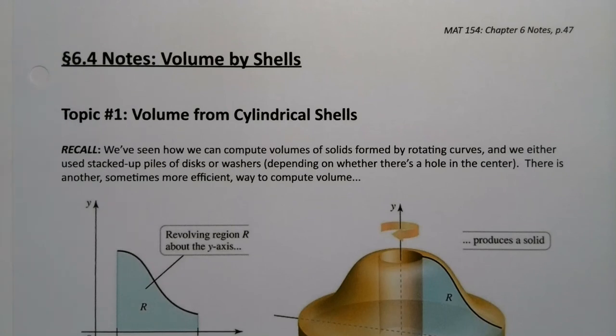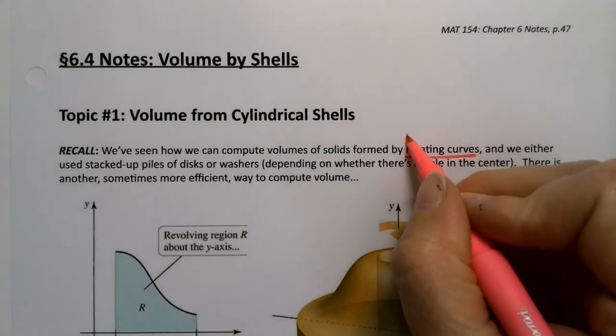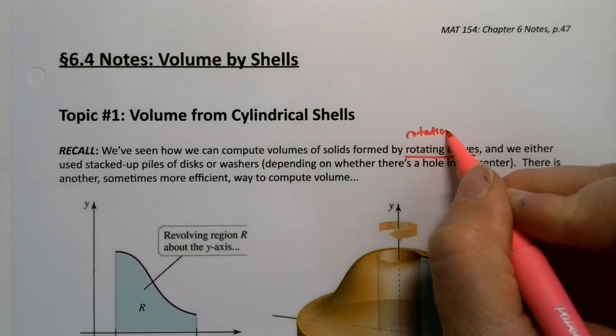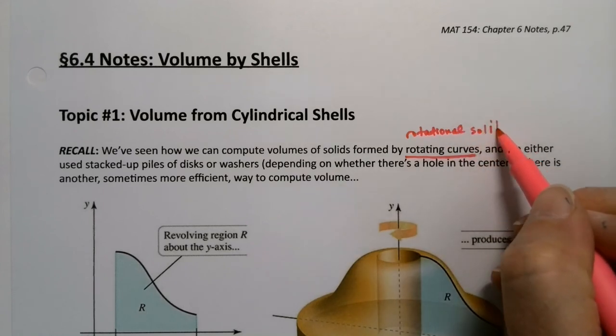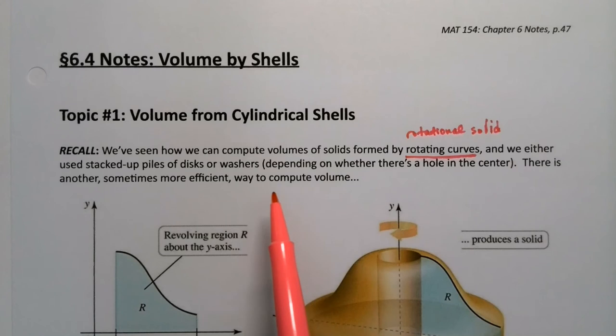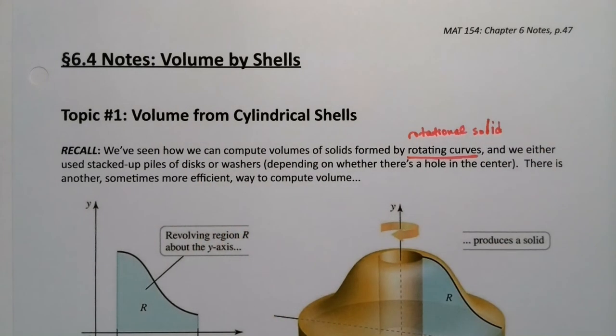So we've learned how to find the volume of a rotational solid. That's what it means by a rotating curve, right? So these will be rotational solids only using the disk method and the washer method, which of course are really the same method. It's just that the disk method is when there's no hole in it, and the washer method is when there is a hole in it, right?